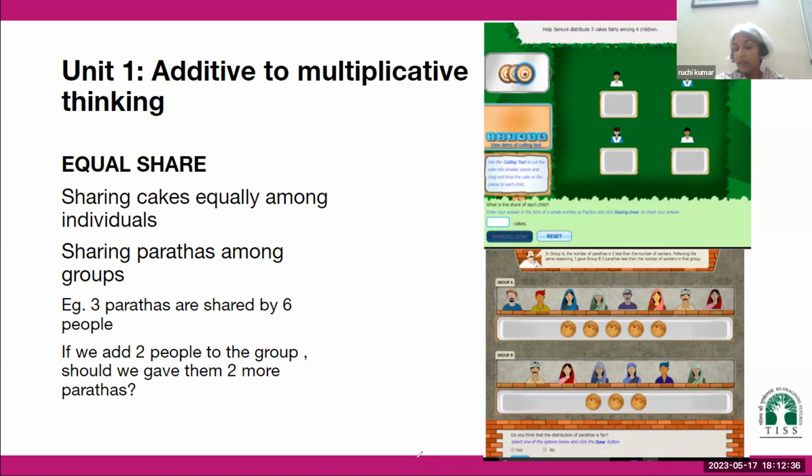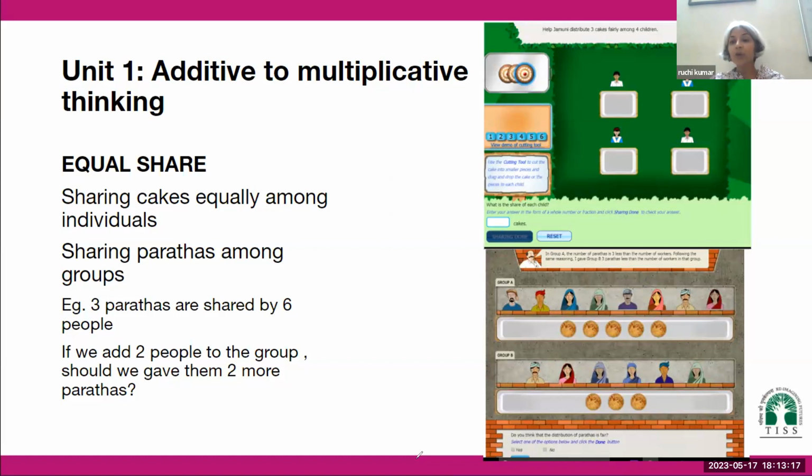Okay. And then we also have situations in which they are comparing 2 unequal size groups. So for example, 3 parathas among 4 people and 4 parathas among 5 people. And we are asking them to think whether each individual is getting an equal share or not. If they are thinking that it is just 1 more paratha in both the cases, and therefore the share would be equal, we help them arrive at an understanding that no, it will not be equal. It is actually very different.